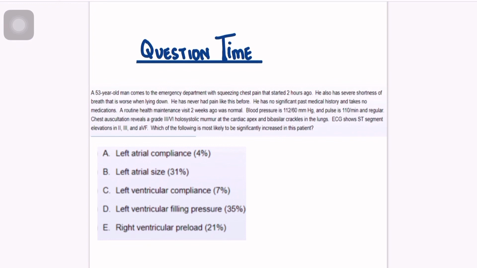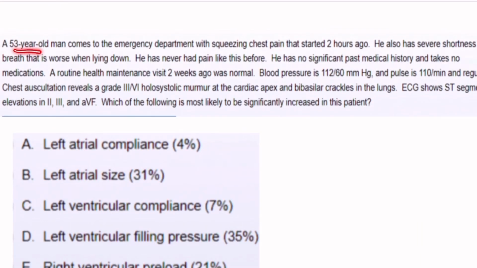Now that we have discussed mitral regurgitation and all of its pathophysiology and causes and treatment options, now it is time for a question. A 53-year-old man comes to the ER with squeezing chest pain that started 2 hours ago. If he has come to the ER, that means that it is an emergency condition. He has not presented to the clinic. This is some acute emergency, okay? He is coming with squeezing chest pain that started 2 hours ago.